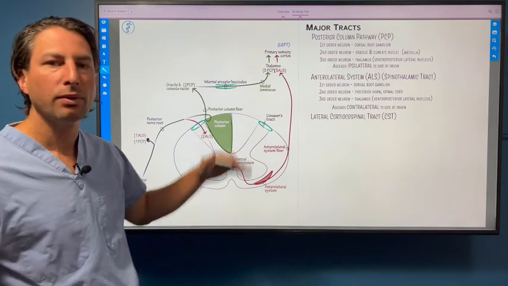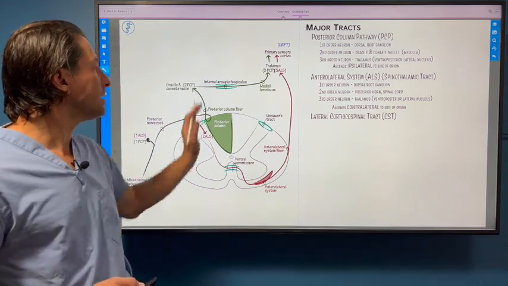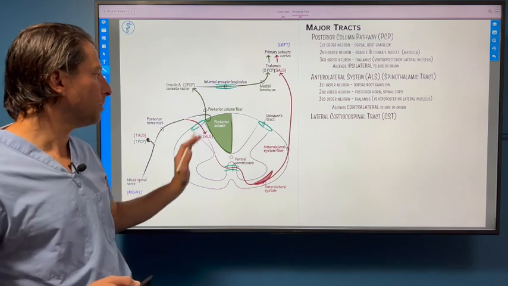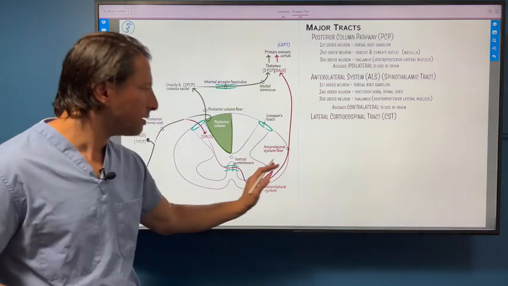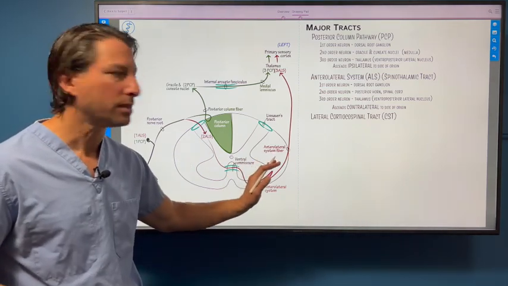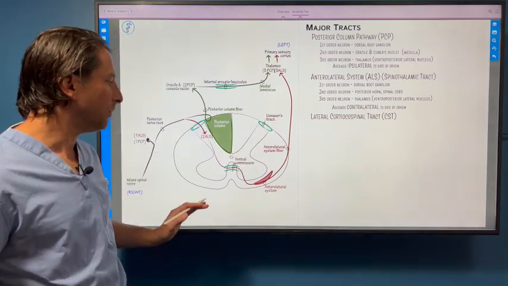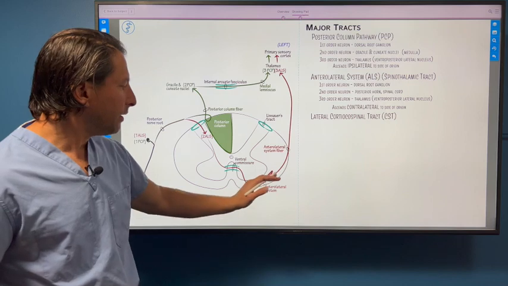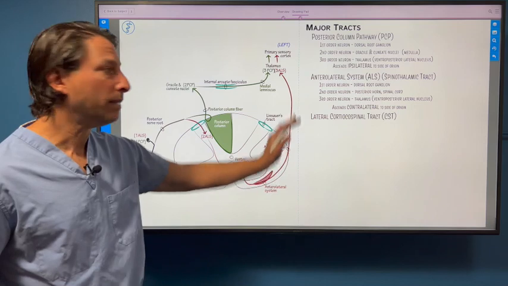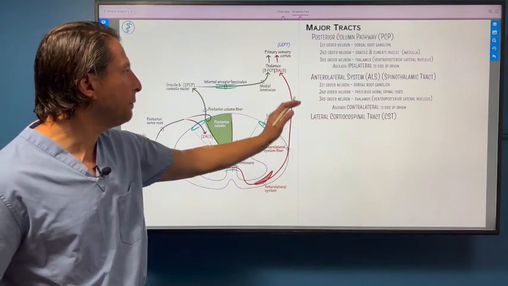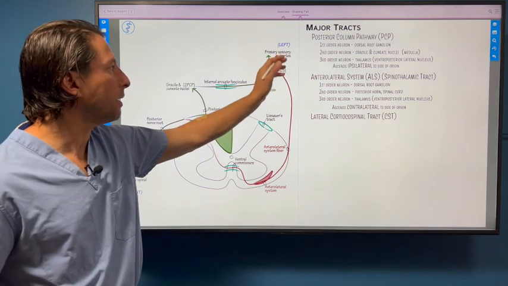The posterior column pathway, the proprioception, two-point discrimination, all ascend ipsilateral along the spinal cord, whereas the anterolateral system, the pain and temperature, crosses within the spinal cord, makes a decussation within the spinal cord, and then ascends contralateral to its site of origin. And then they live here in this anterolateral region of the spinal cord where they make their ascent. And then once again, they synapse in the thalamus here and then ascend to the primary sensory cortex.